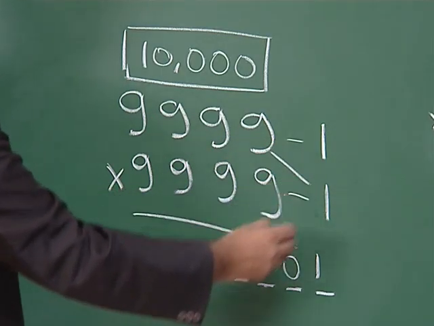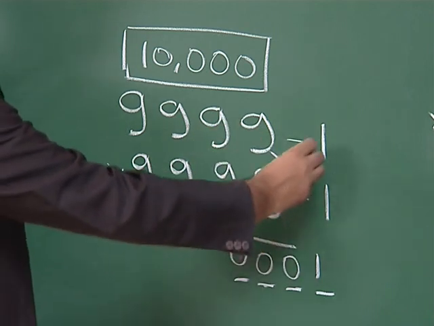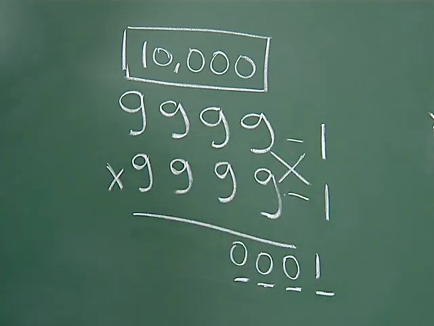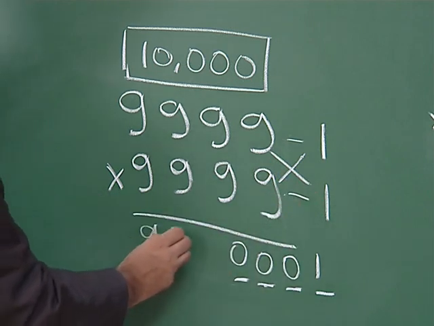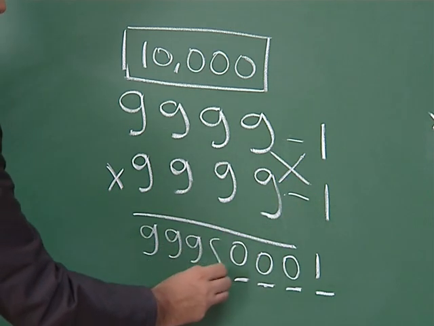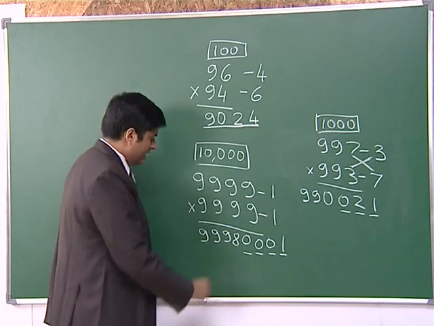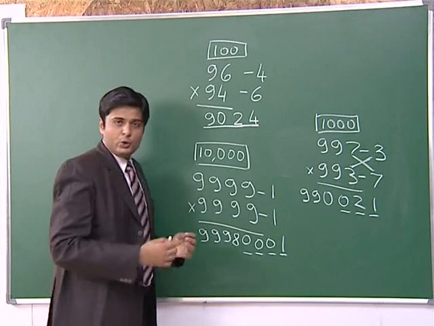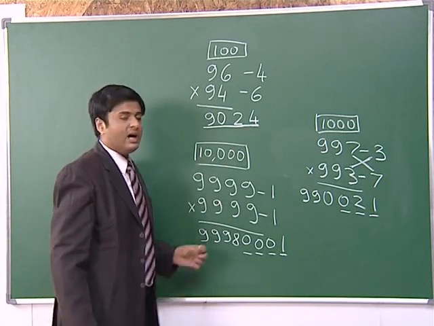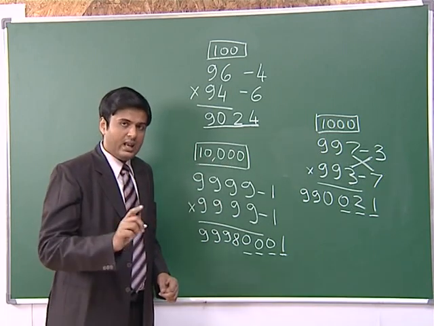And here also we will take the cross answer, 9999 minus 1. We can take like this also, we can take like this also. So my answer is 9999 minus 1, which is 9998. My final answer is 99980001. So you see, we got all the three answers in just one line.